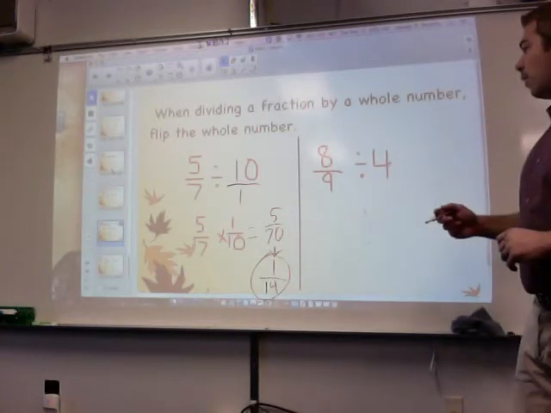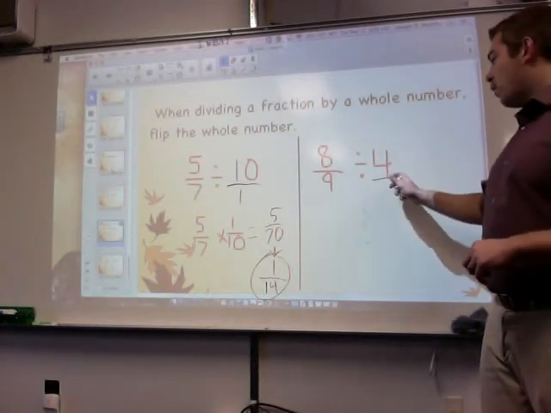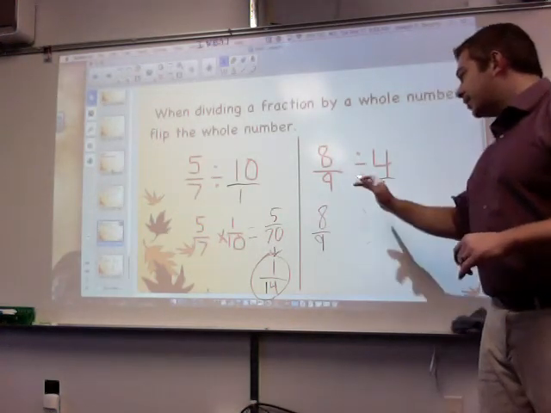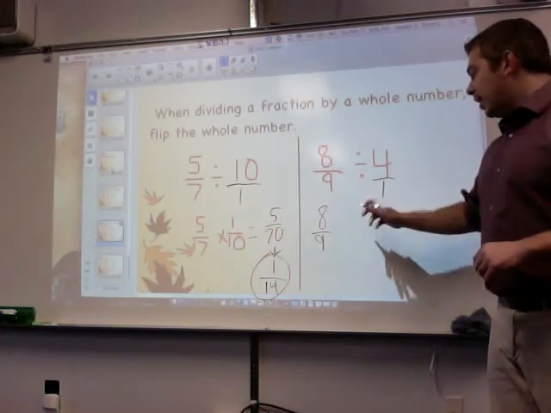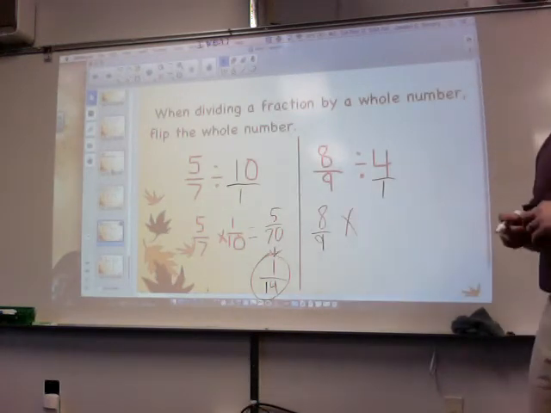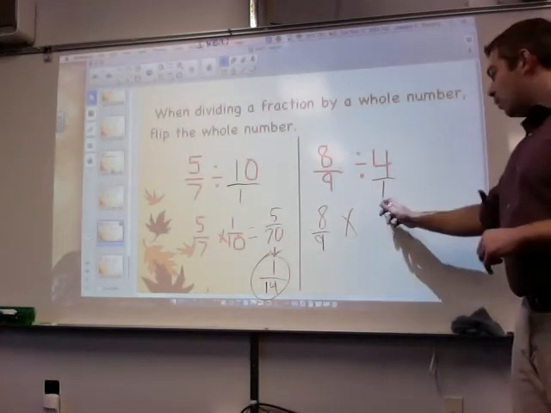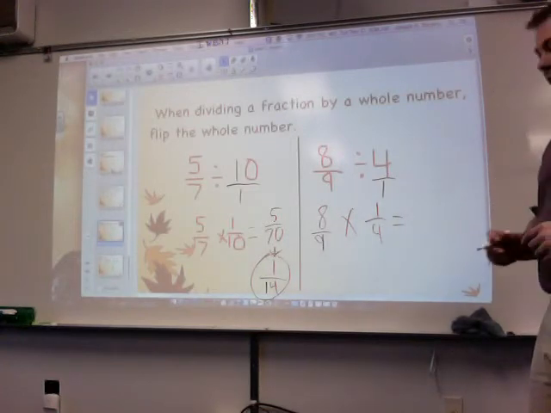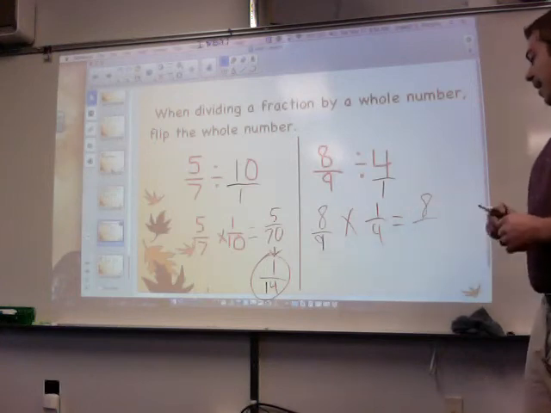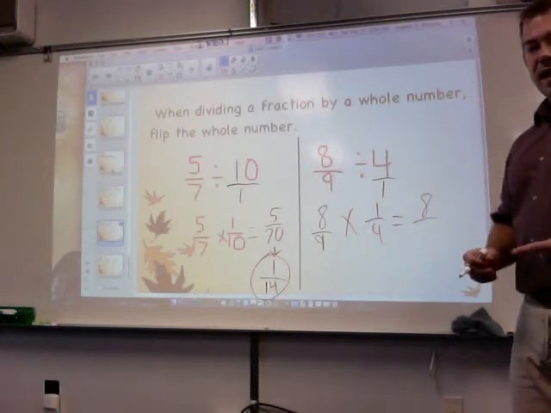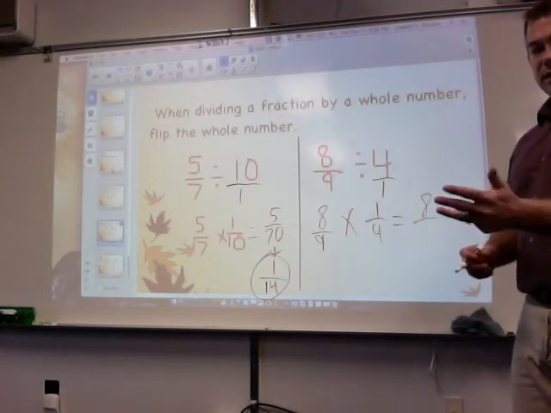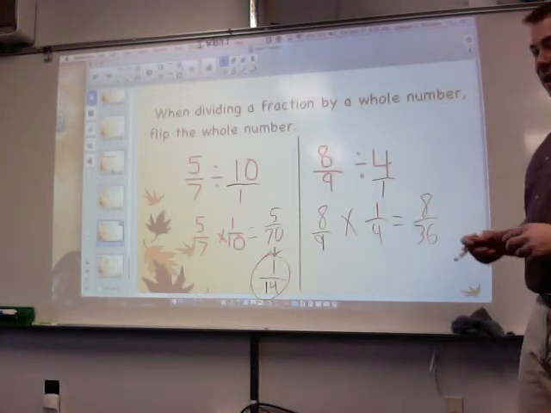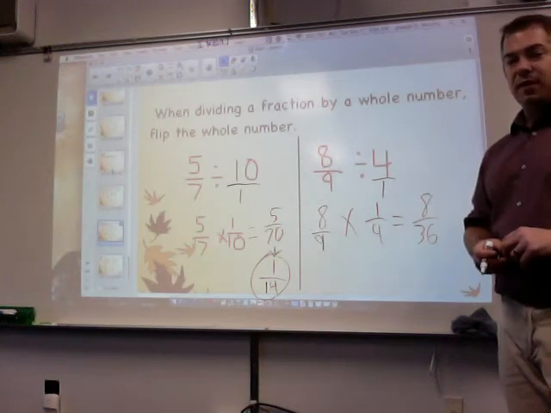8/9 divided by 4. Well, 4 is really 4 over 1, so as I rewrite this, I have 8/9 because that stays the same. I skip that, leave it alone. I change, and now I flip 4 over 1 to become 1/4. I'll multiply these out. 8 times 1 equals 8, and 9 times 4, let's do it out: 9, 18, 27, 36. So I have 8 over 36.